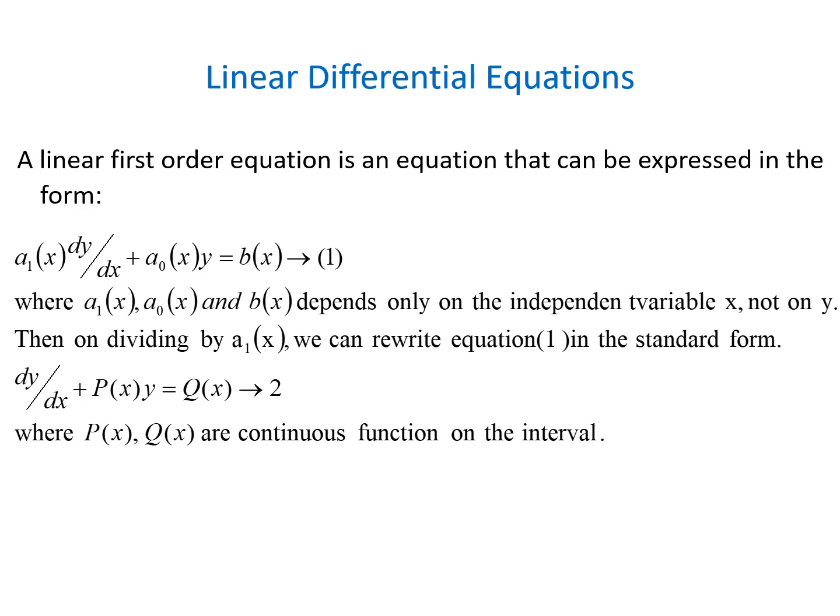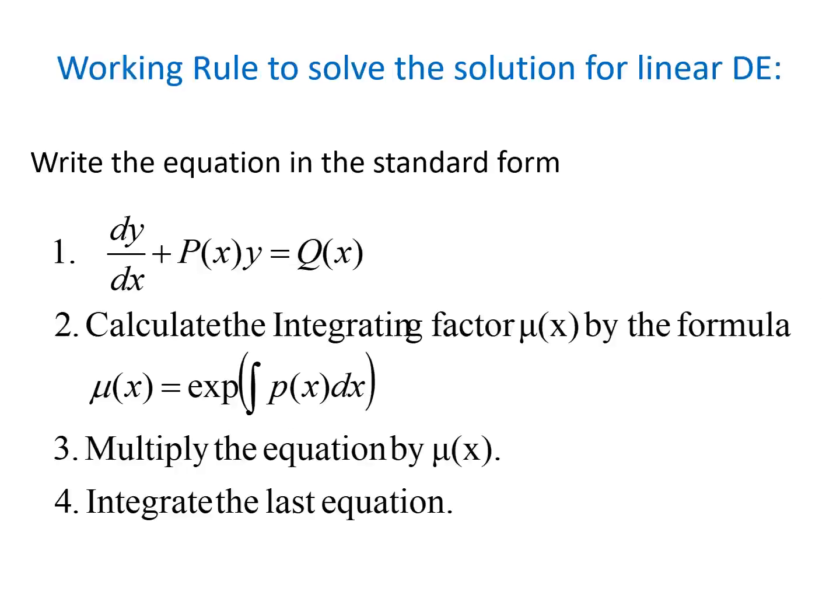In order to reduce it into the standard form of the linear differential equation, we are going to divide by a1 of x in equation 1. After dividing by a1 of x throughout this equation, we can rewrite equation 1 in the standard form. That is, dy by dx plus p of x into y is equal to q of x. As we already know, here y is the dependent variable with respect to x, and x is the only independent variable, and p of x and q of x are continuous functions on an interval.